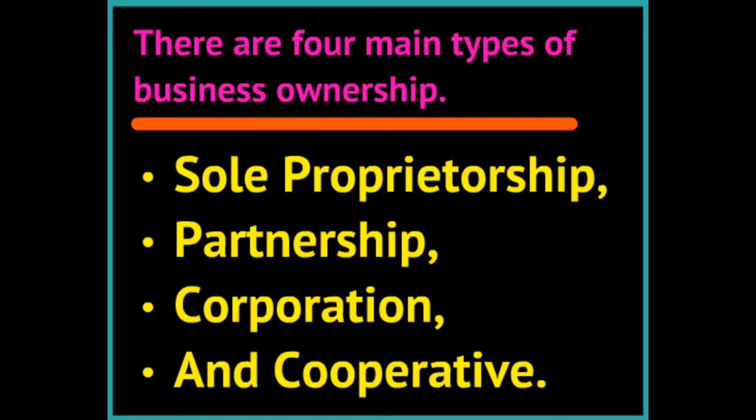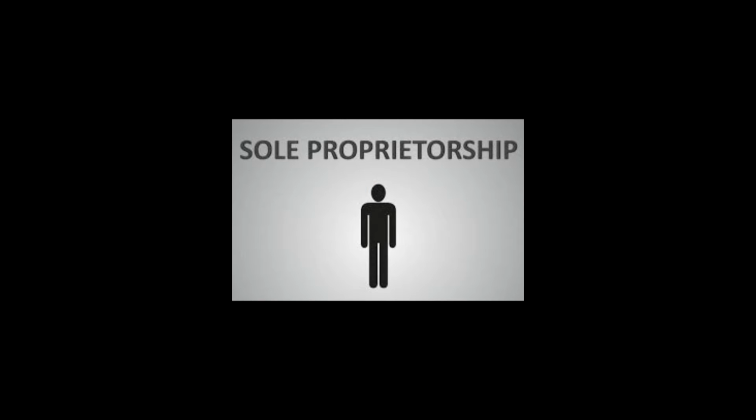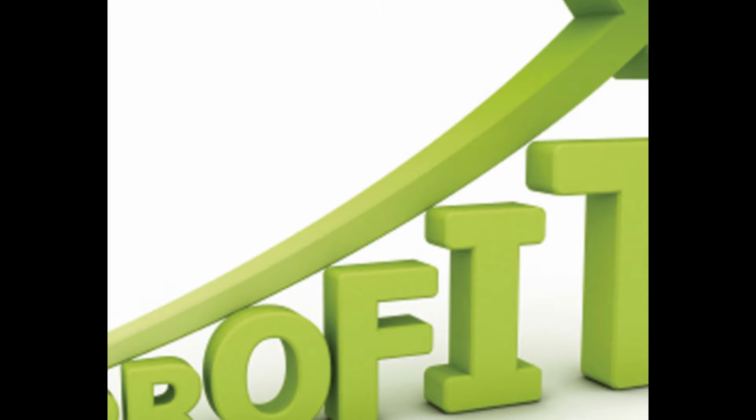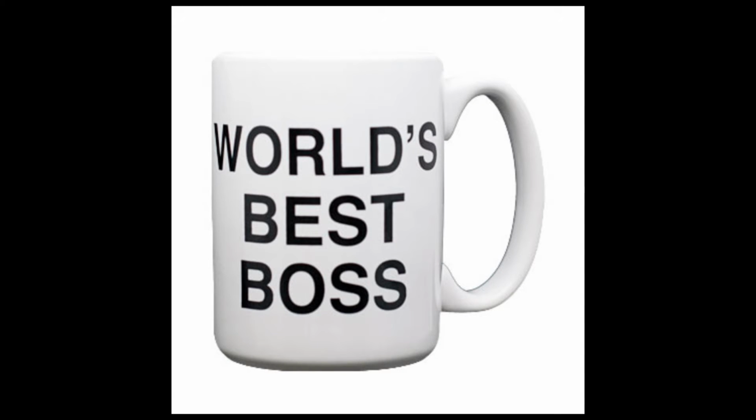There are four main types of business ownerships that we're going to talk about: sole proprietorship, partnership, corporation, and cooperative. A sole proprietorship is a business that is owned by one person. This type of business has advantages and disadvantages. The advantages are maximum profit margins, and you can be your own boss.